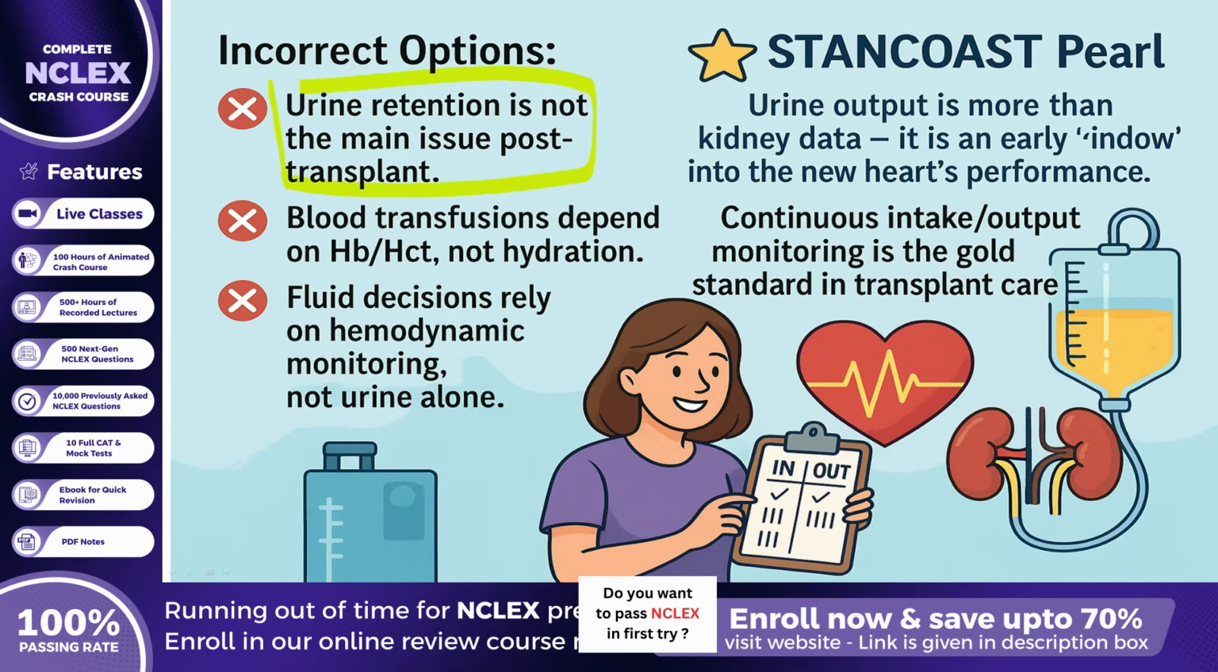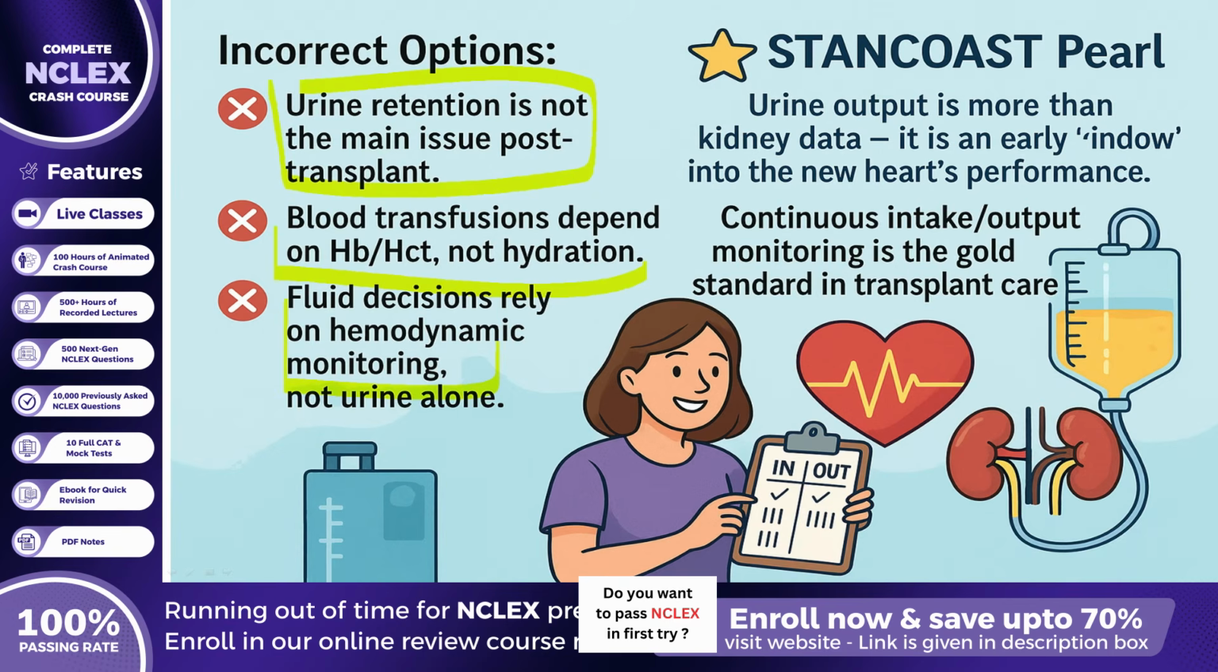Option C, which links hydration status to blood transfusion, is also inaccurate because transfusion decisions are based on hemoglobin, hematocrit, and oxygen delivery rather than hydration. Overhydration can dilute lab values, but fluid balance does not dictate transfusion needs.